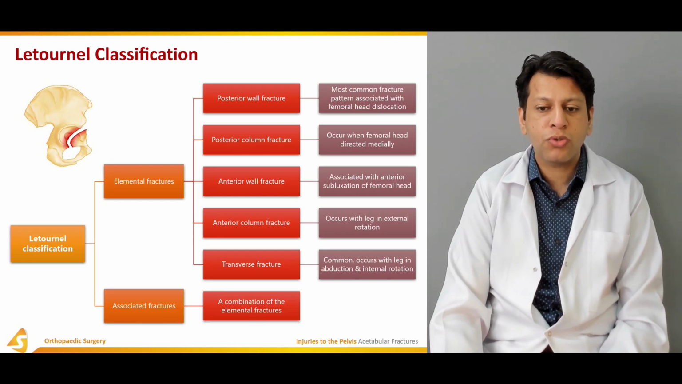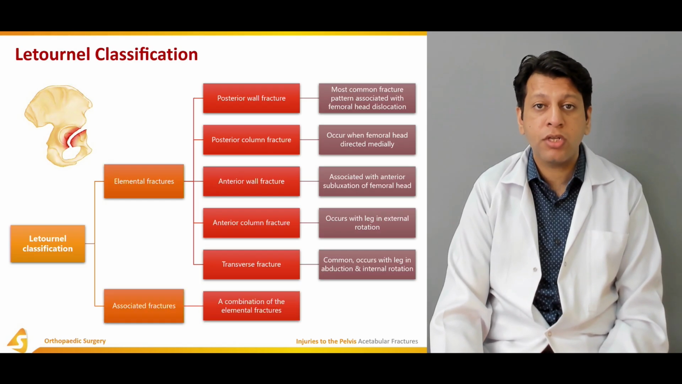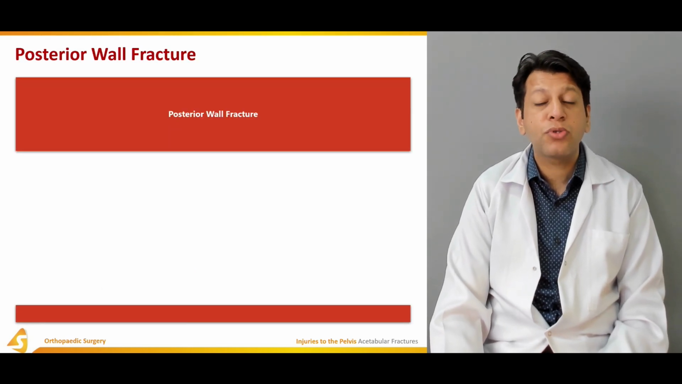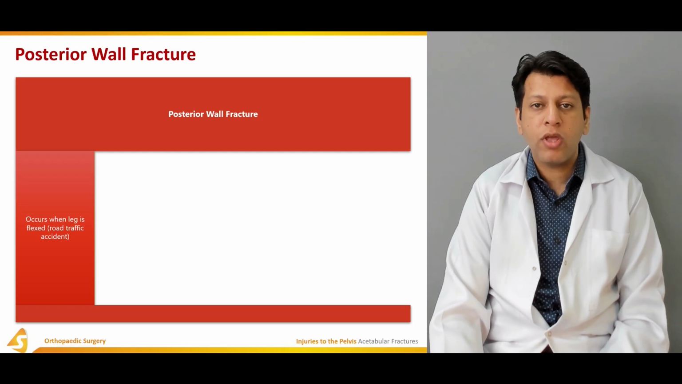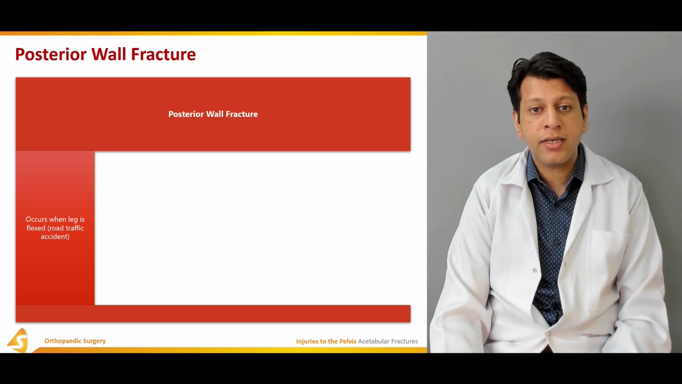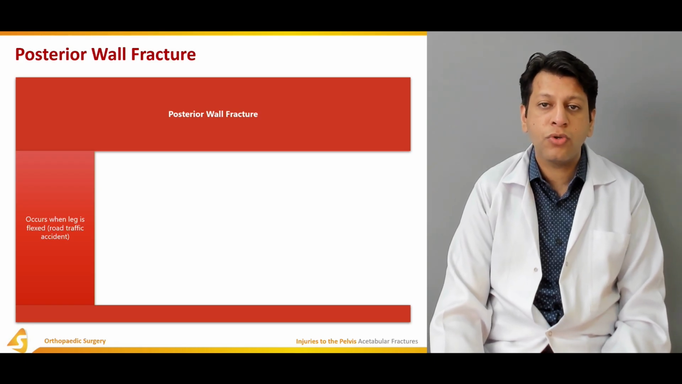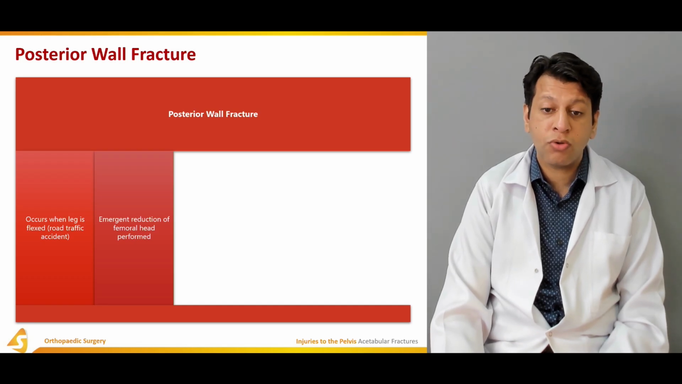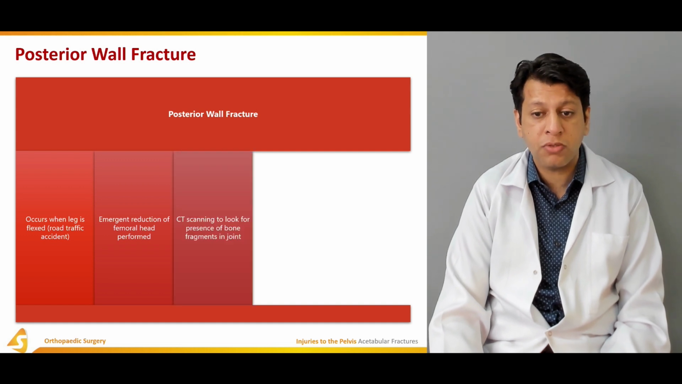Or there could be an associated fracture, which would be a combination of elemental fractures, as I just told you. Now coming to the posterior wall fractures. It occurs when the leg is flexed, adducted and internally rotated. Classically, it's a dashboard injury. This may be associated with posterior fracture dislocation, and then emergent reduction of the femoral head may be required.